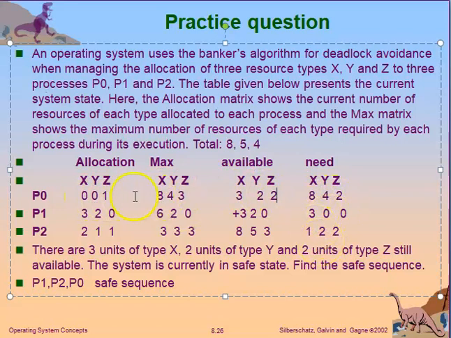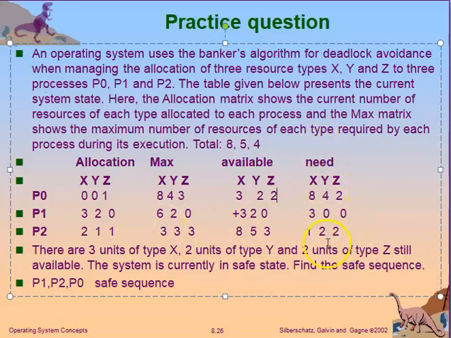Like here we have 8 minus 0 will give us 8. Then 4 minus 0 gives us 4. 3 minus 1 will give us 2. Then here we have 6 minus 3 will give us 3. 2 minus 2 will give us 0 and 0 minus 0 will give us 0. Similarly, we will calculate for P2.